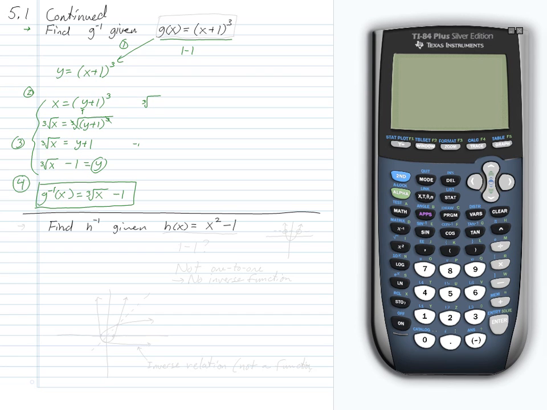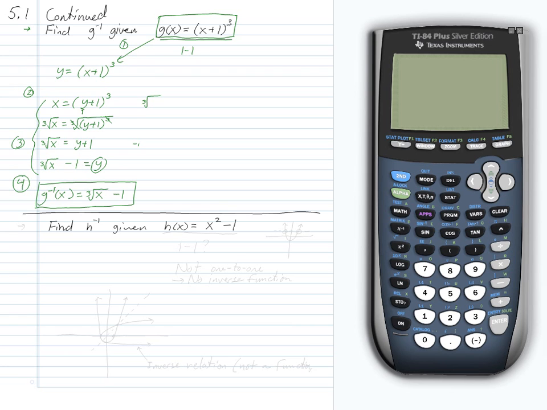Alright, so I'll go to the graphing calculator again. I will plug in both the original function that we started with and our inverse, and look at what those two graphs look like in relation to each other. Here we'll plug in x plus 1 quantity cubed, and below it we'll plug in the cube root of x under the math menu, minus 1 on the outside.